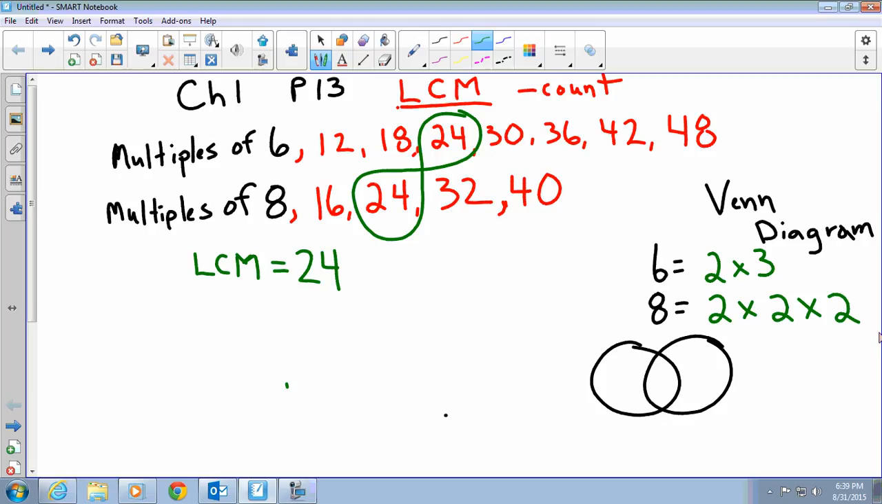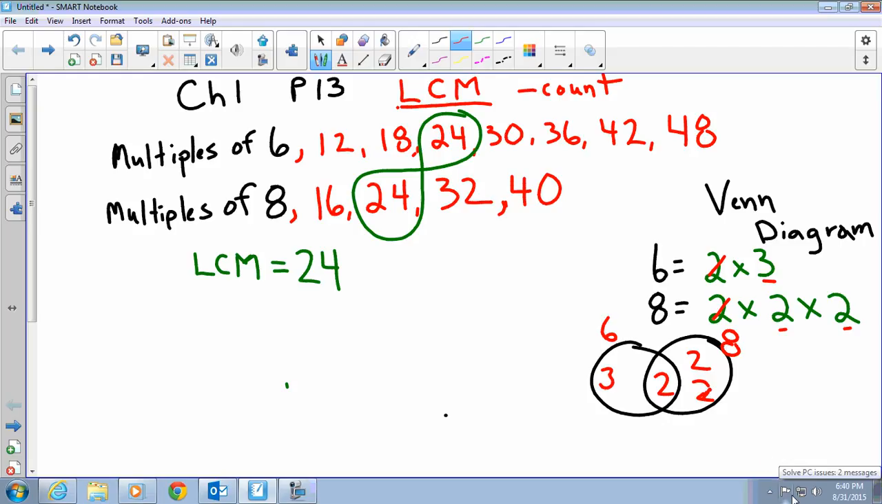Now with the Venn diagram here, what goes in the center? The numbers that they have in common go in the center. So let's go red. We're going to cross these 2's off because they both have a 2 in common. That goes in the center. Now we'll label this part of the Venn diagram 6, and over here, this part 8. Notice the 2 goes in the middle because 6 and 8 both have the 2 in common. The 3 would go over here, and these 2's would fall into the 8 part of the circle.